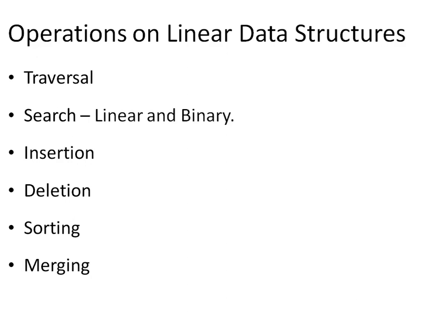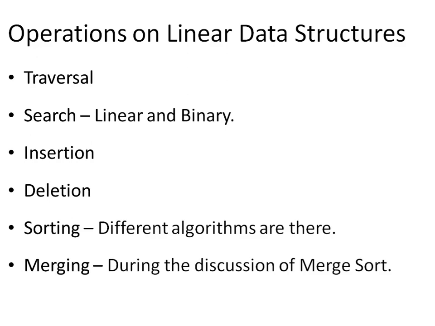Searching is of two types, linear and binary search. Today, we will cover only linear search. Similarly, sorting means arranging array elements either in non-decreasing or non-increasing order. This will also be covered separately, and merging will be covered in the discussion of merge sort.